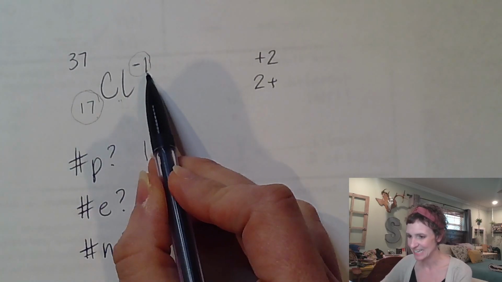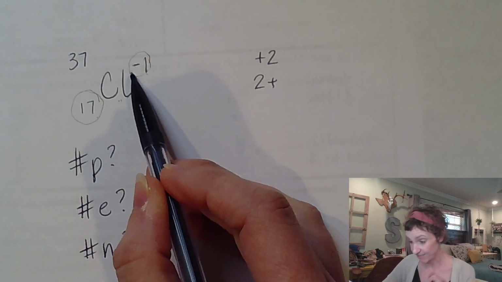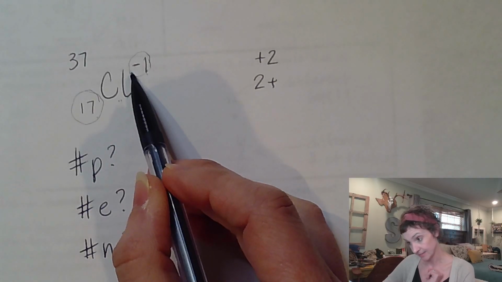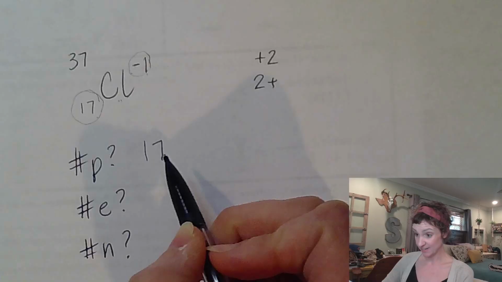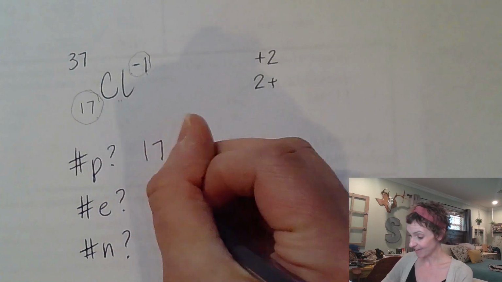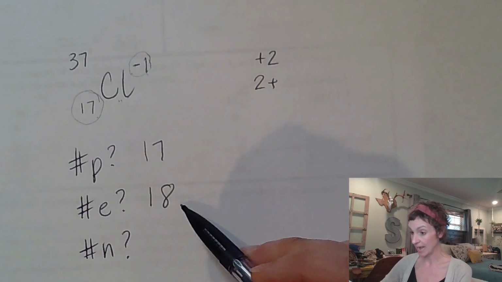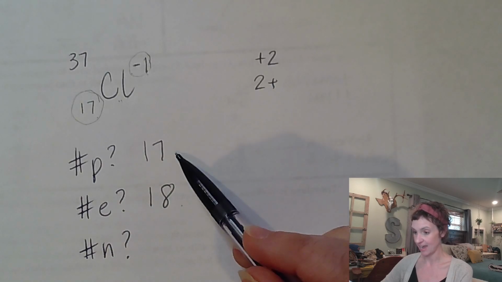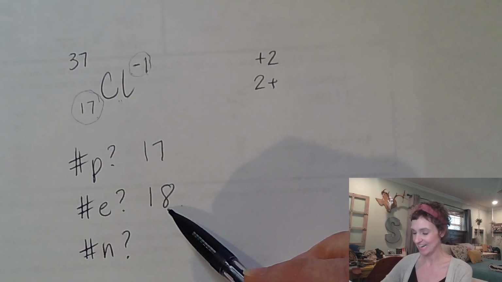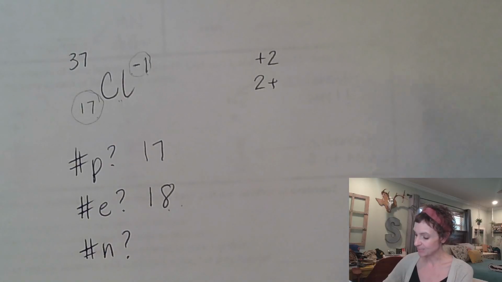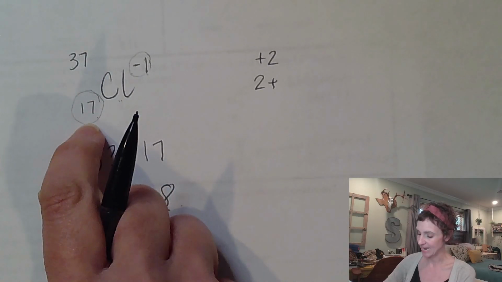Okay, so going back to this, it looks like I have one more negative thing in this atom than I have positive things. If I have 17 positive things, I have 18 negative things to show that 1 extra negative than my positive. So 18 electrons. Okay. And then last but not least, we got neutrons. Once again, here's my little subtraction: 37 minus 17.